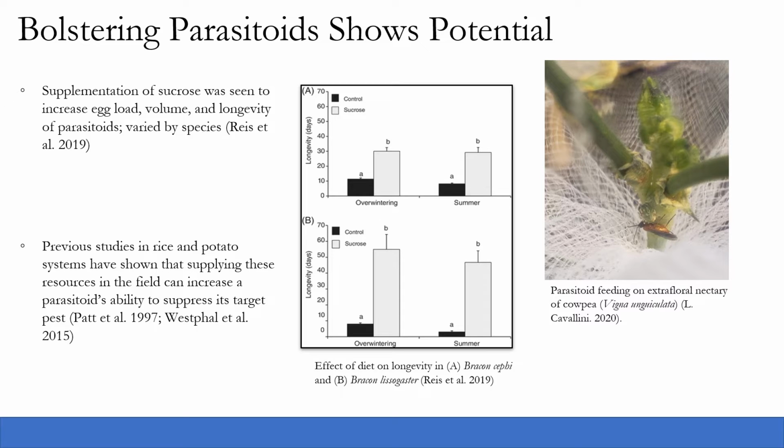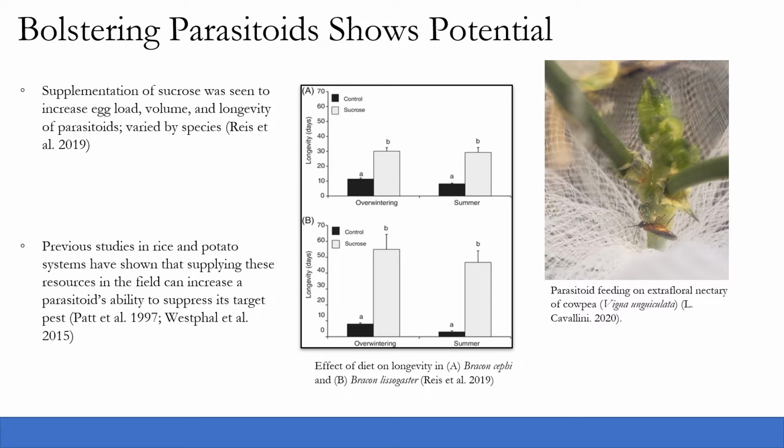Studies in rice and potato systems have increased the abundance of these resources on the landscape and observed an improved ability of the parasitoids to suppress their target pests. Additionally, trials of rearing parasitoids on species that produce extrafloral nectar like buckwheat and cowpea have shown the same trend.